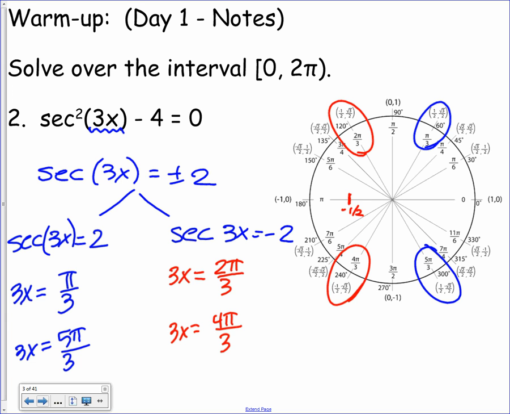Now, I'm writing them this way because it's not a singular angle like problem number 1 was. It's a multi-angle. And so, in fact, I would tell you that it's probably a good idea to just go ahead and say plus 2 pi n on all of these.